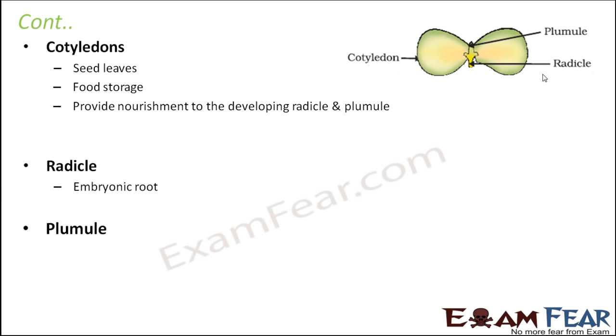So radicle is nothing but the embryonic root which later grows into a root. Plumule is nothing but the embryonic shoot which again later grows into the shoot system. So these are the different parts of a dicotyledonous seed, right? It is very simple. Outside you have a seed coat which is made up of two layers, testa and tegmen. You also have a small scar-like structure called hilum which shows where the seed was attached to the fruit. Just above that you have a small pore called micropyle. Looking inside you have an embryo which is made up of two cotyledons, one plumule and one radicle. So it is not a very complex structure.